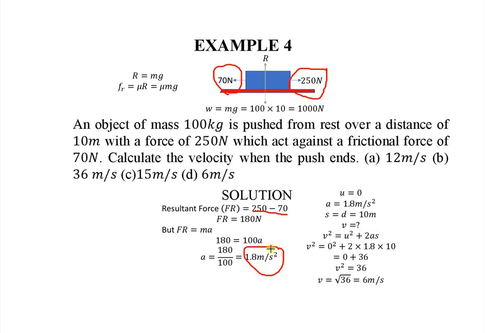Now let's look at the question. The question says an object of mass 100 kg is pushed from rest. Pushed from what? From rest, which means the initial velocity is 0. We have obtained the what? Acceleration. We were given the distance the body was pushed through, which is what? 10 meters. And what is the velocity when the push ends? So we are looking for what? V. So we apply the normal equation of motion, which is what? V squared equals U squared plus what? 2AS. That gives us the velocity to be 6 meters per second.